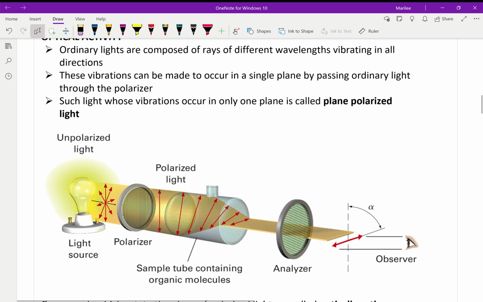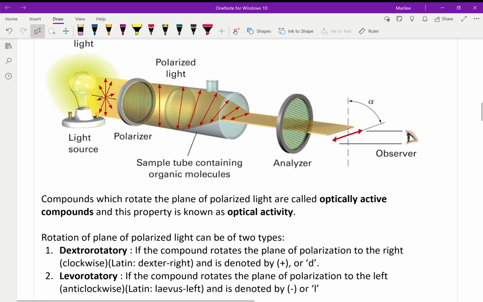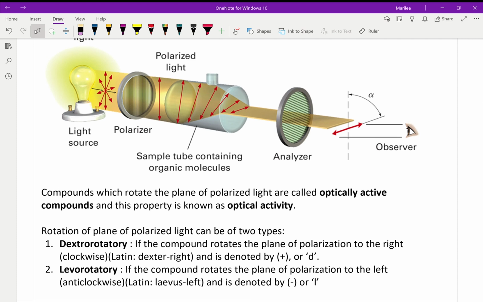it will go through a sample tube containing some kind of organic molecules. So we will view through the analyzer and see if this molecule pretty much kinks to the right or to the left. Before I get into the right or the left, the compounds which rotate the plane are called optically active compounds, and the property is known as optical activity. Okay.